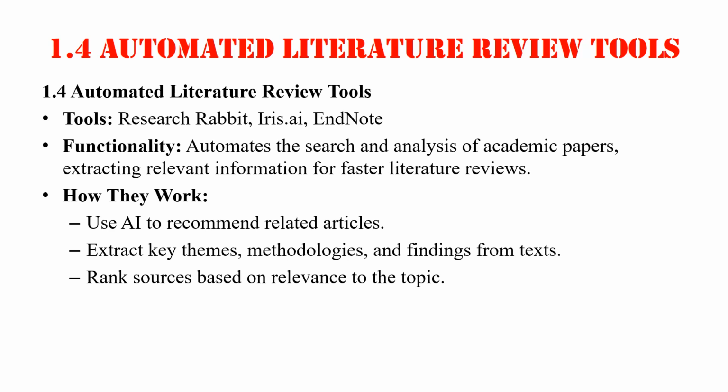Okay. You're doing research. You need to find the themes of the research, the methodologies within that research, and what were the findings that various researchers made in that area. Then you want to get ranked sources based on their relevance to the topic. All this needs to be looked at. So how does this Iris AI work?